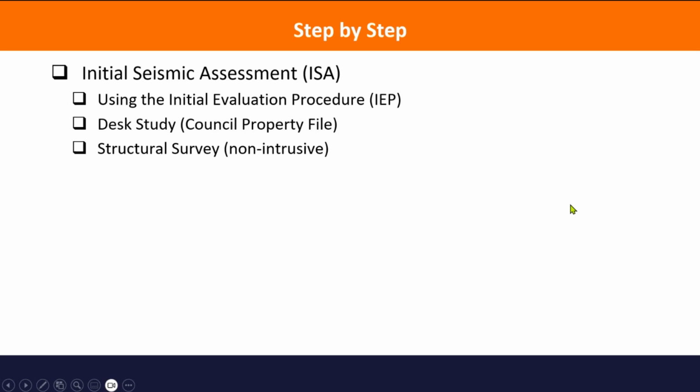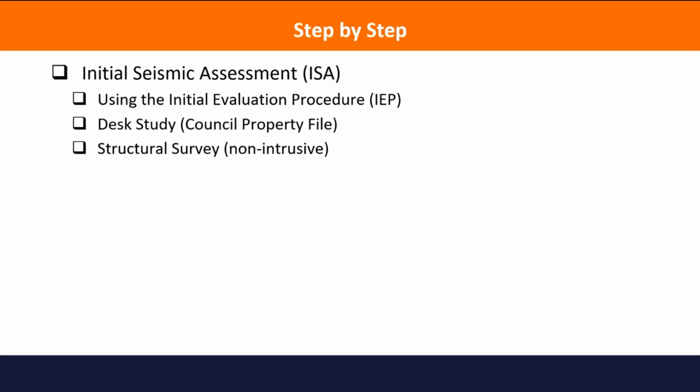So step by step, we start with an initial seismic assessment, or ISA, and that uses the initial evaluation procedure. Don't you just love all these acronyms? IEP, and people will phone up saying, we're engineers, we need an IEP. They haven't really got a clue what it's about. That really is the subject of the second half of this seminar.